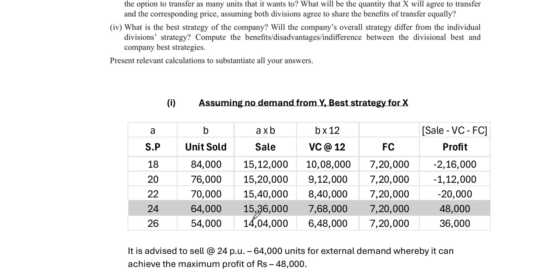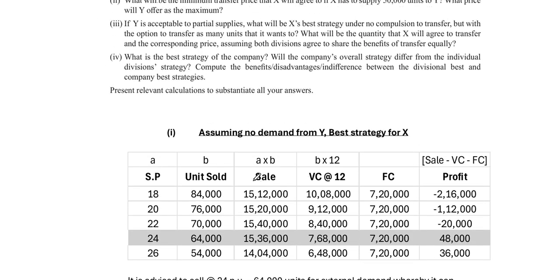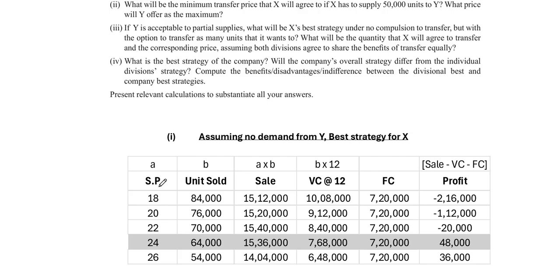First we will make a simple table where we will write down all the selling price details: 18, 20, 22, 24 and 26. The demand details are also given. In the table we will write selling price, units sold, sales, variable cost, fixed cost, and then profit. So what is the formula for profit? Sales minus variable cost is contribution, minus fixed cost is profit. Sales is selling price into units sold.